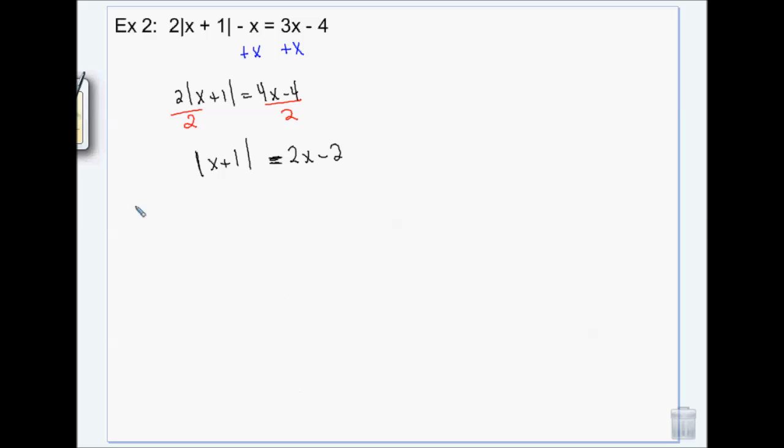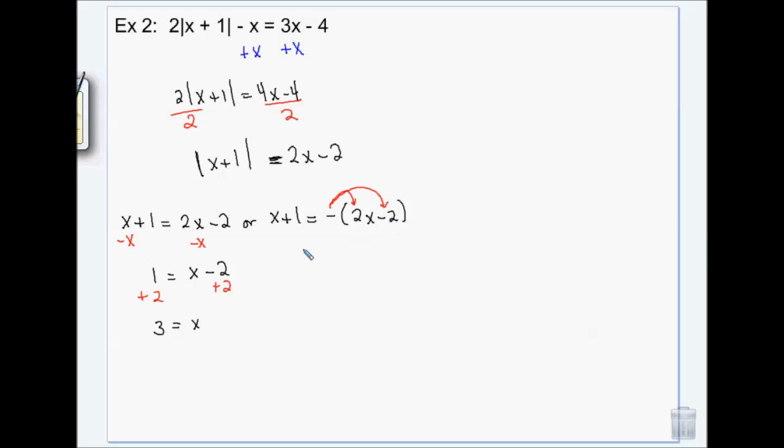And now I'm going to split it. So I get x plus 1 is equal to 2x minus 2, and x plus 1 is equal to the negative of 2x minus 2. Subtract x from both sides, and I get 1 is equal to x minus 2. Add 2 to both sides, and I get x is 3. Over here, distribute your negative to get x plus 1 is equal to negative 2x plus 2.